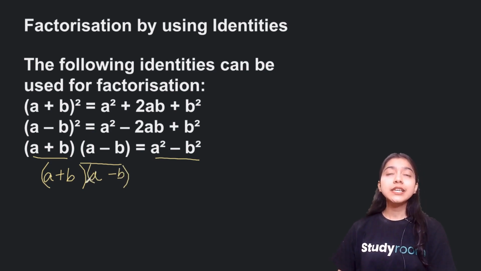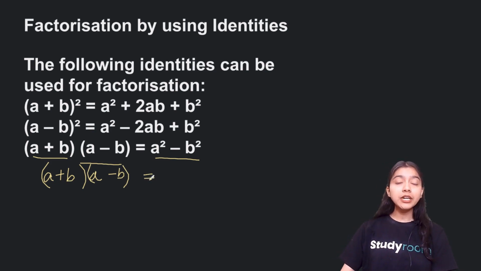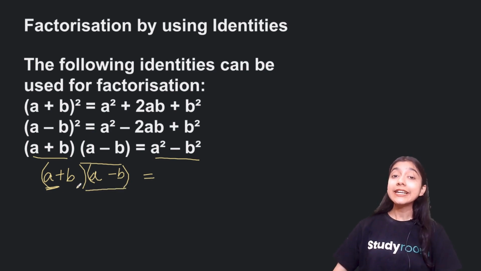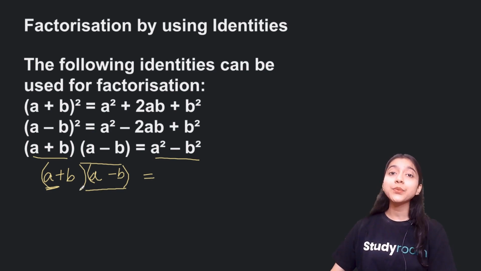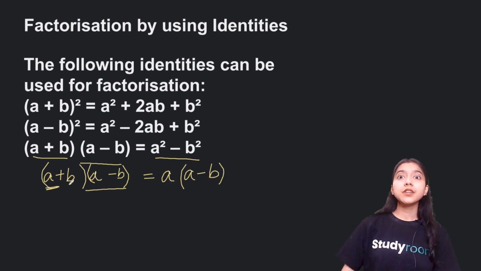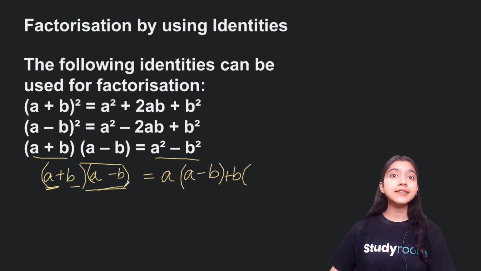Now, this is actually a simple binomial multiplication. In case of binomial multiplication, we take the first term of the first binomial, multiply it with the entire second binomial, and then we take the second term of the first binomial and multiply it with the entire second binomial. So the first term of the first binomial is A. It will get multiplied with the entire second binomial, that is (A minus B). Next we have the second term of the first binomial, that is plus B, which will get multiplied with the entire second binomial, that is (A minus B).